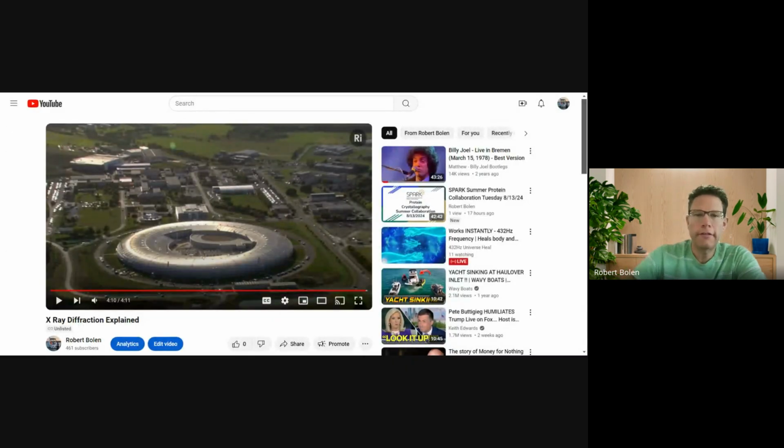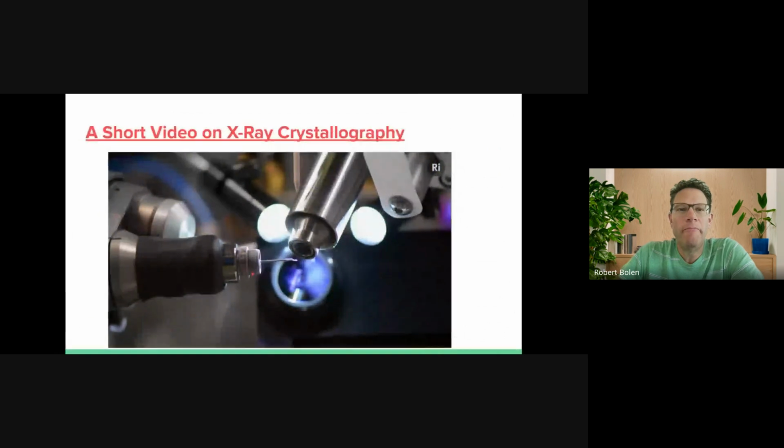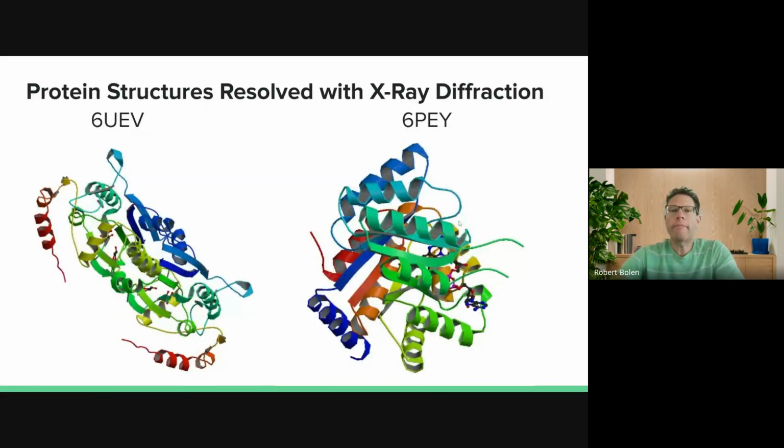And also thanks in no small part to facilities like the National Synchrotron Light Source as well, right? Right, so just to kind of wrap up, these are the structures that we've resolved using X-ray diffraction. So these were the first two structures that our collaboration resolved several years ago. 6UEV is the code number, and 6PEY.